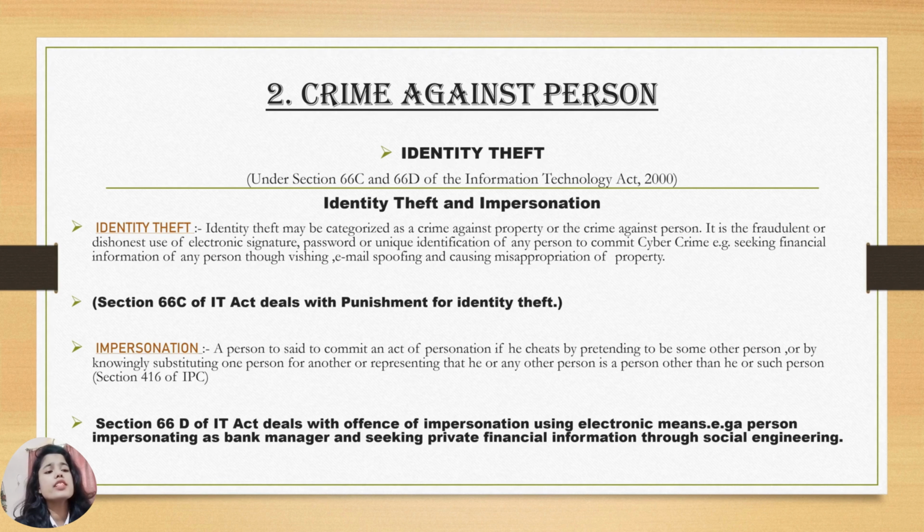Section 66C of the IT Act deals with punishment for identity theft. Impersonation: a person commits an act of impersonation if he cheats by pretending to be some other person, or by knowingly substituting one person for another, or representing that he or any other person is a person other than he or such person. Section 416 of the Indian Penal Code. Section 66D of the IT Act deals with the offence of impersonation using electronic means. Example, a person impersonating a bank manager and seeking private financial information through social engineering.